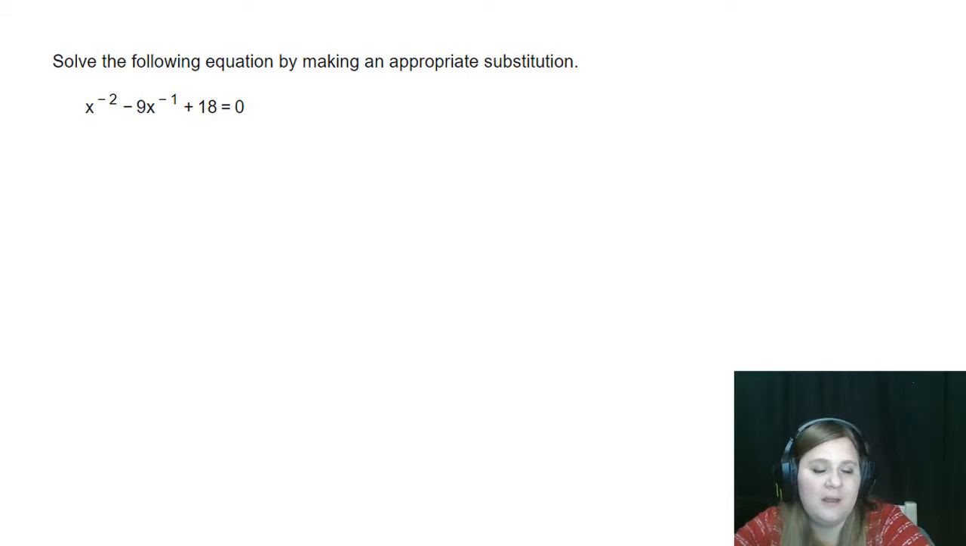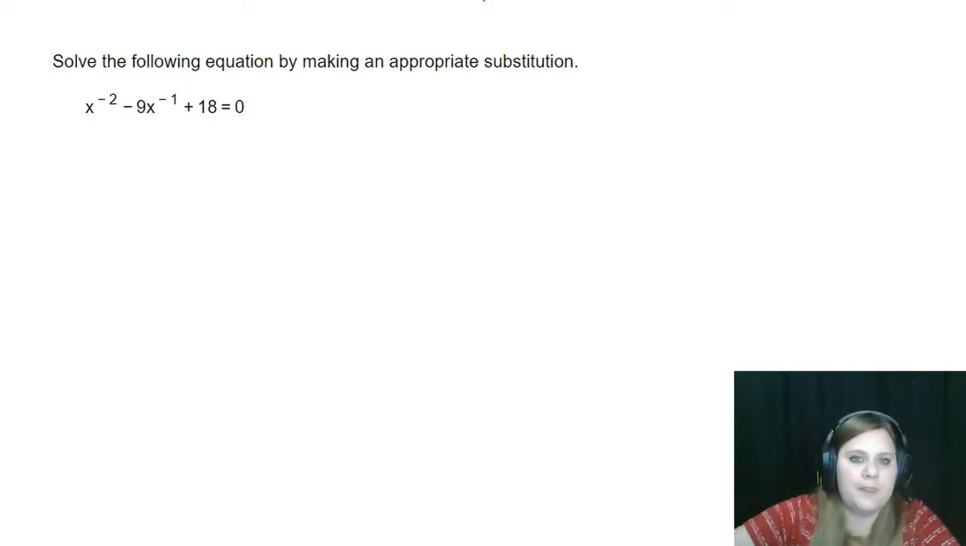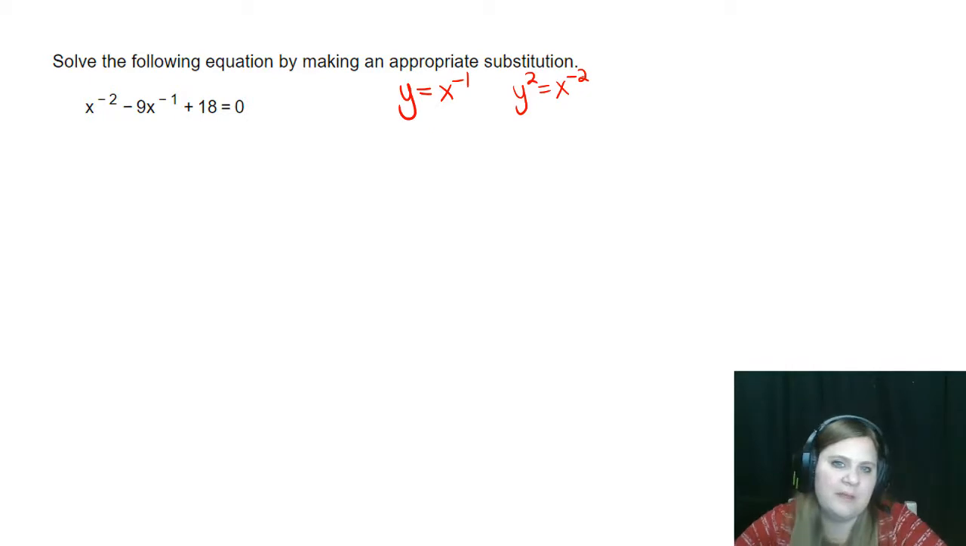Okay. For this one, pretend like y equals x to the negative 1. So y squared equals x to the negative 2. And make that substitution, solve for y, and then use y to solve for x.